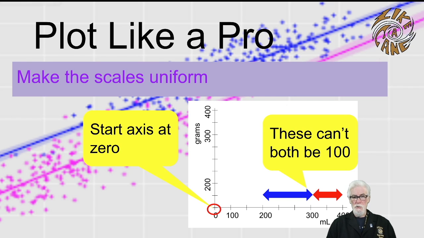Another thing that's important is to make sure your scales are the same size. The tick marks need to be equally spaced and have the same value. So in the example that I'm showing here, on the horizontal axis, the distance between 200 and 300, represented by the blue arrow, is much greater than the distance between 300 and 400, which is represented by the red arrow. Both of them are the same amount of milliliters, and that can distort our data and make it difficult for us to get a good picture of what our data represents and build a good, useful model.